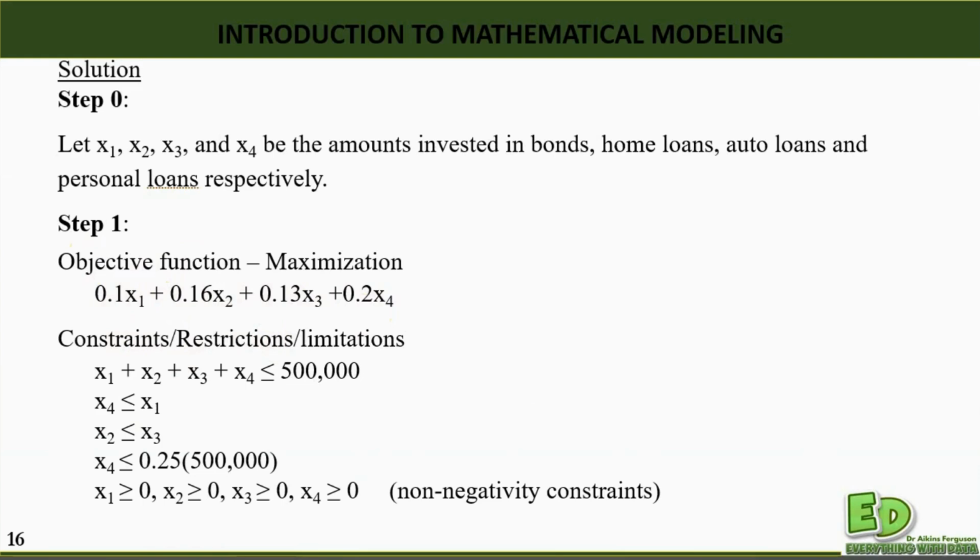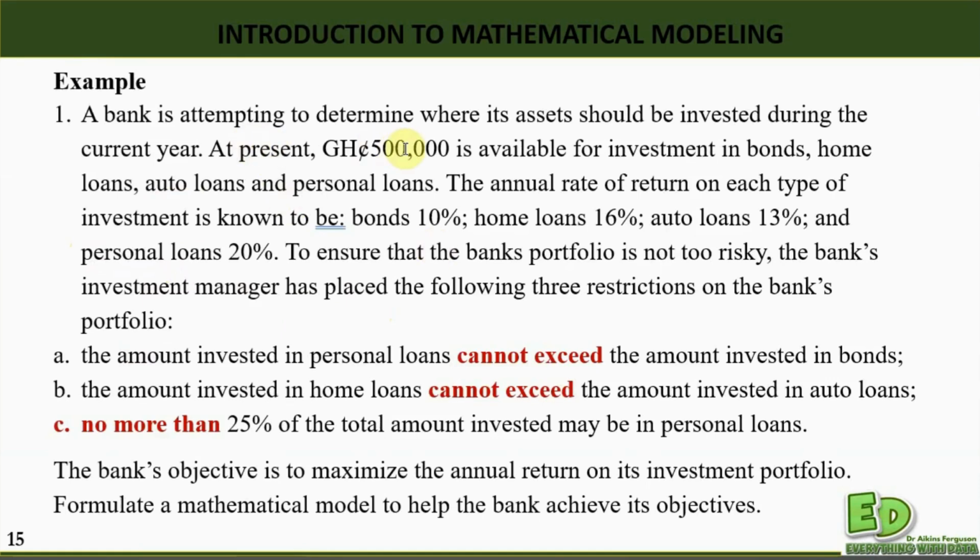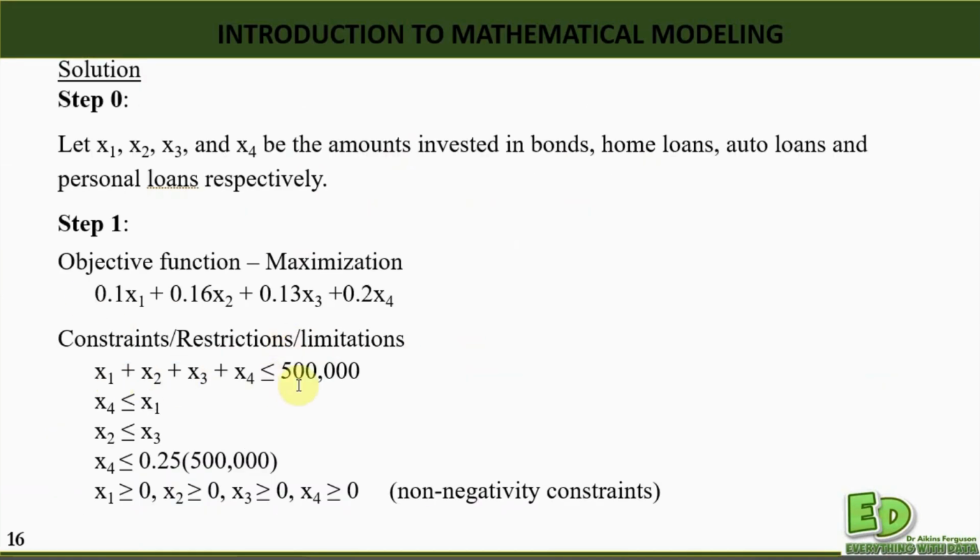You have it here, right? At present, 500,000 is available for investment in the bonds, home loans, and auto loans, right? Amount invested in personal loans cannot exceed the amount invested in... So what you have available is 500,000. You can write your first restriction: bonds, home loans, auto loans, and personal loans cannot exceed what you have available. So it's less than or equal to 500,000.